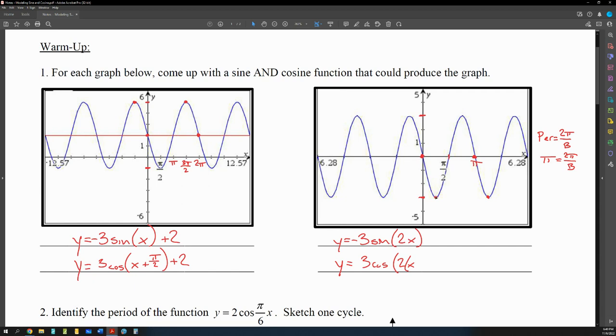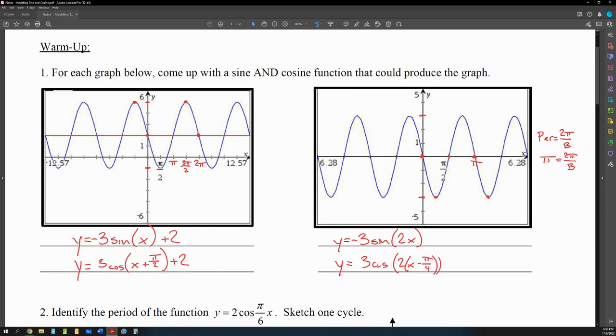Remember, our maxes and mins occur exactly halfway between our points on the midline, and vice versa. Our points on the midline occur exactly halfway in between, right in the middle of our maxes and mins. So if this is right in the middle of 0 and pi halves, this x value here must be pi fourths. So we're shifted to the right pi fourths.